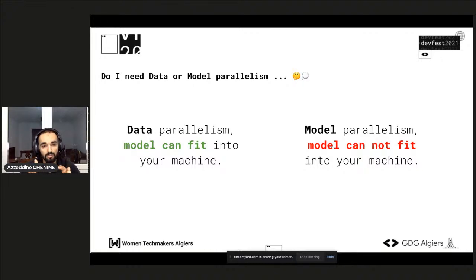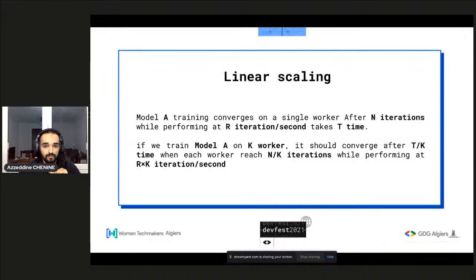And to be honest, it's not that obvious, especially when using primitive machine learning functions. It needs some really difficult, don't want to say difficult, but challenging ways to implement it. So if your model fits into your machine, there's no need to go for model parallelism.